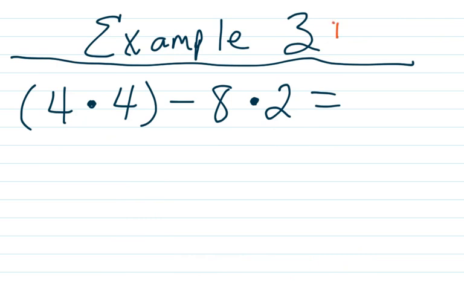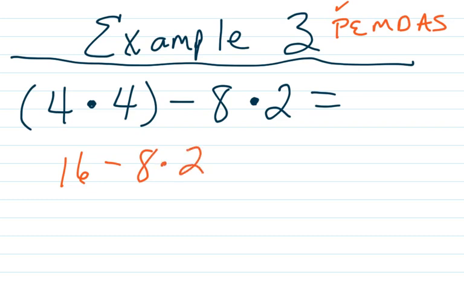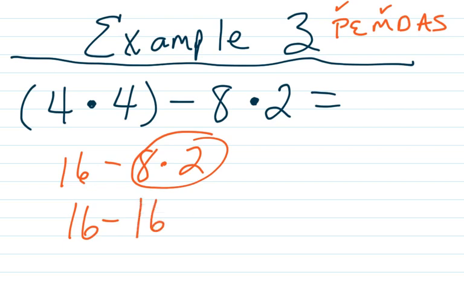We write down our PEMDAS. You remember, we go in order. Parentheses, exponents, multiply, divide, add, subtract. We have parentheses, so we do what's in parentheses first. 4 times 4 is 16. Then a minus 8 times 2. The next thing we do is we multiply. Our multiplication is right here. So we do 16, then 8 times 2 is 16.